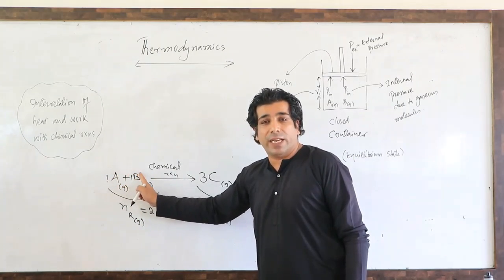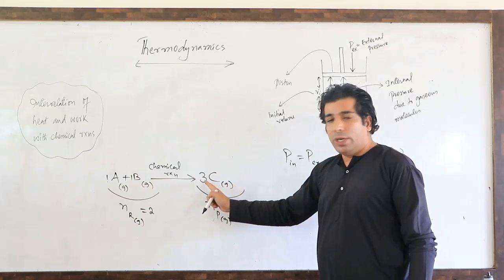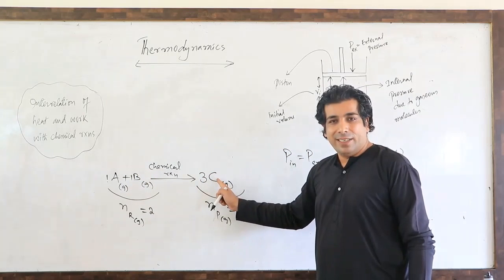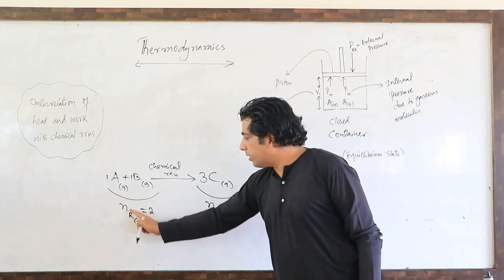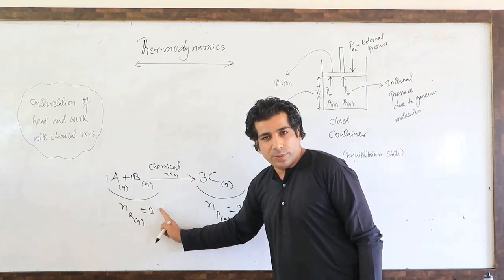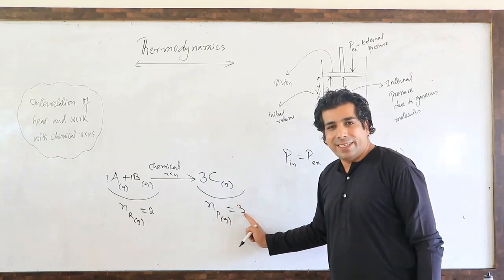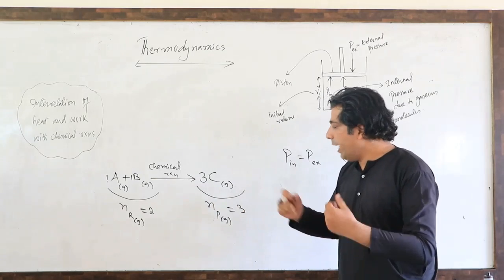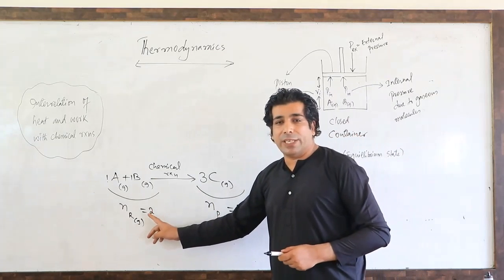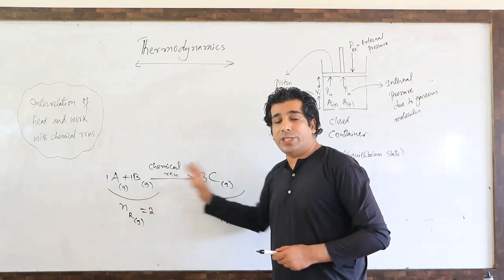2 moles of A and B are changing into 3 moles of C. So that means the number of moles of reactants are 2. And now the number of moles of products are what? 3. Now my dear friends, what will happen when the number of gaseous molecules are changing?